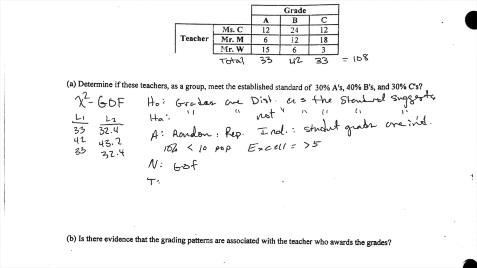I'm going to enter the values into my lists: 33, 34, 33, 42, 33. Now it's going to be 32.4, 43.2, and 32.4. I'm going to go to my tests, GOF test. Here we have only 3 lists, 3 values, so my degrees of freedom is actually 2. Make sure you put that in correctly.